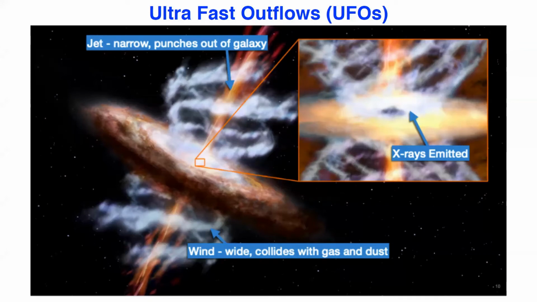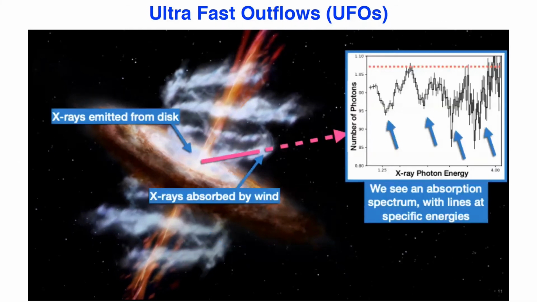We see here the scales. Obviously this is an artistic impression. This is the scale we are talking about, and this is where the winds are generated. This could be the most plausible link: a lot of material gets pushed out, and it provides feedback to the rest of the host galaxy.